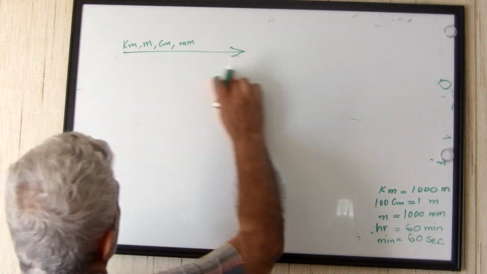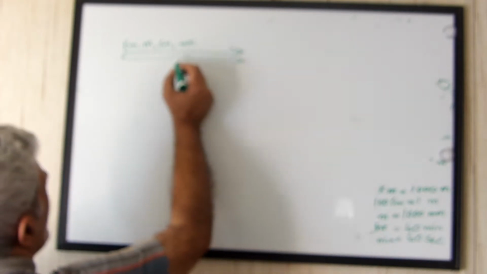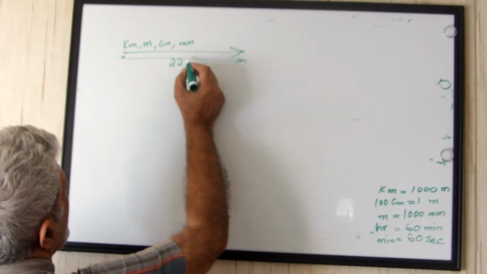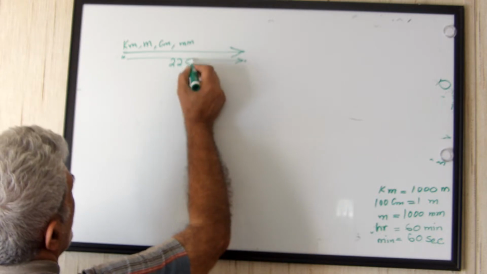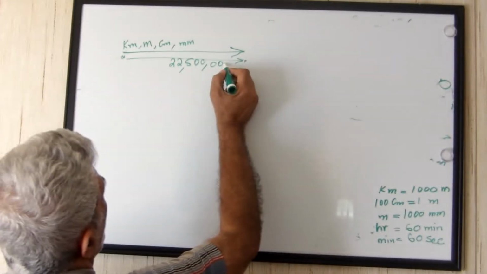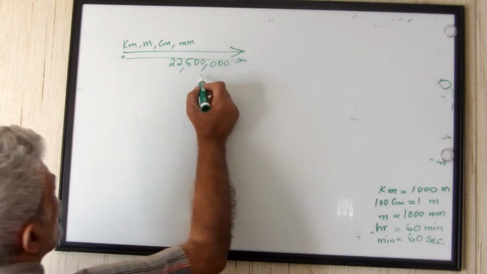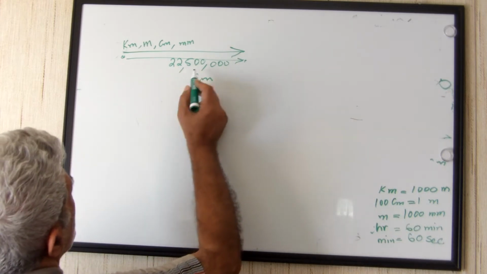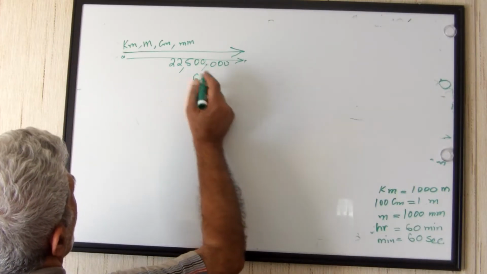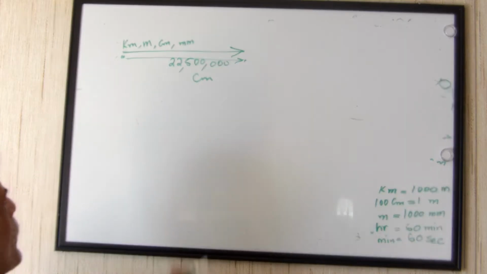If, like, between two cities, the distance is, we don't say it is 22,000, 22 million, 22.5 million centimeter. We don't say that. We say, see, this is in centimeter. We have to change it to meter and then kilometer, or we can change it directly to kilometer.